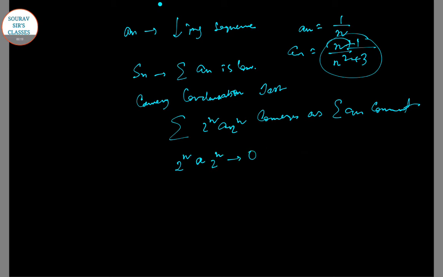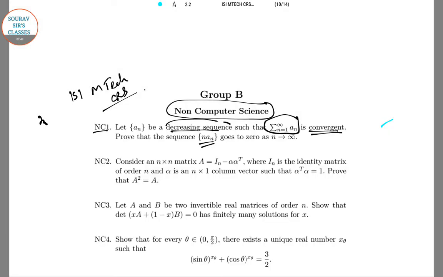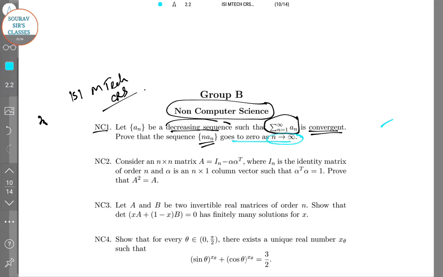So in the structure, a_n ultimately tends to 0. Now for these kind of structures where 2^n is less than k, less than 2^(n+1), what you can do is multiply k into a_k, between 2^n a(2^(n+1)) and 2^(n+1) a(2^n). Which implies that n a_n tends to 0. So under this particular structure, getting back to the question, this particular sequence goes to 0 as n tends to infinity.